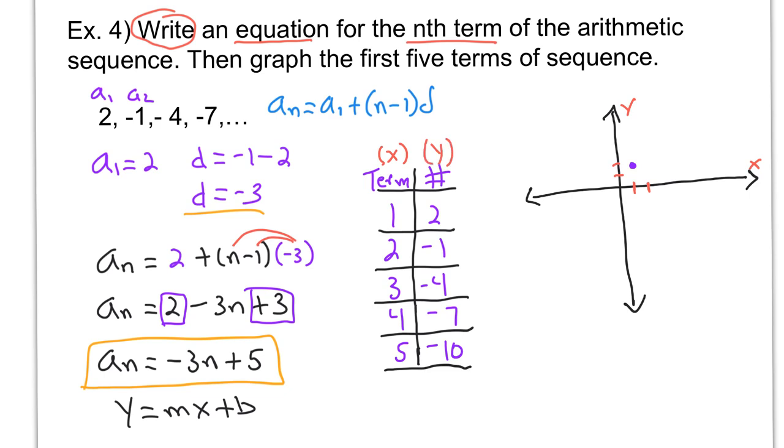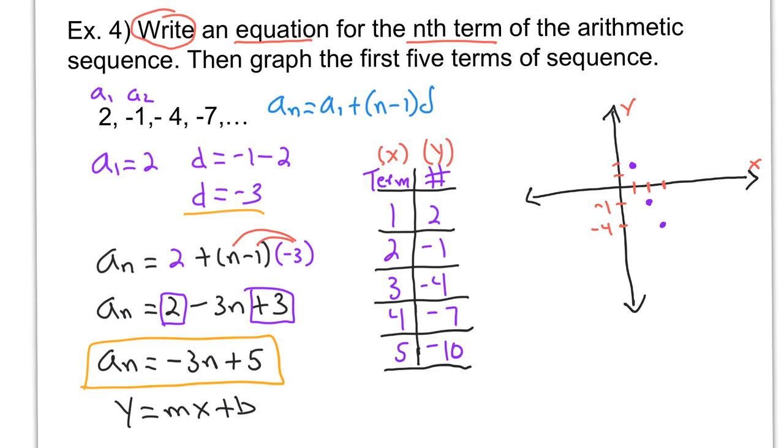So my second term is -1. So -1 is right, let's say right here. That's -1. So I'm going to put a point right here. The next one is my third term is -4. So I'm going to say -4 is right there. That's a -4. So let me put a point right there.